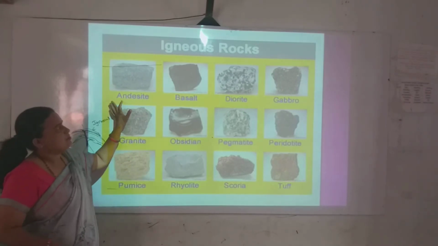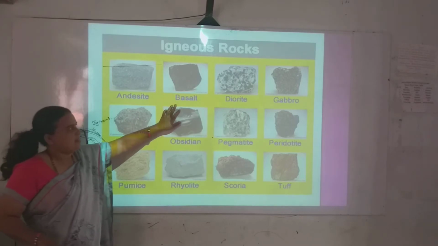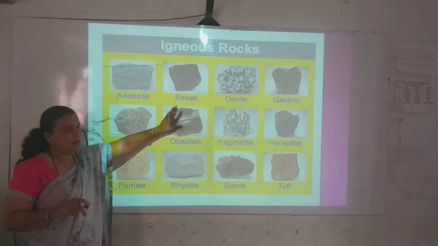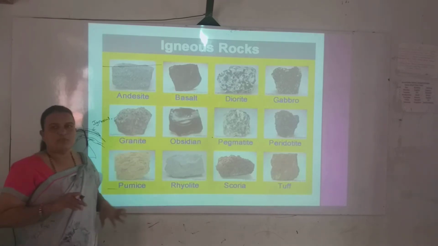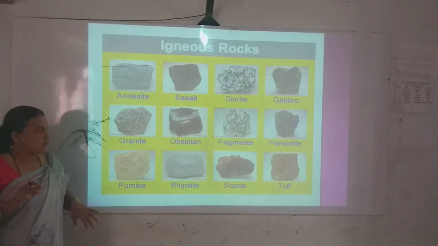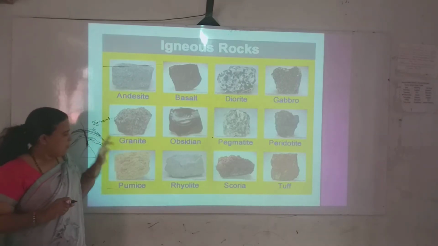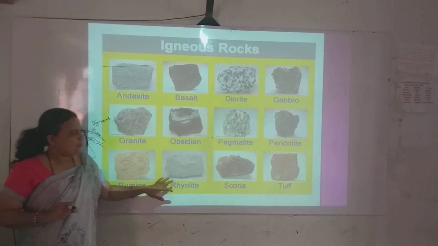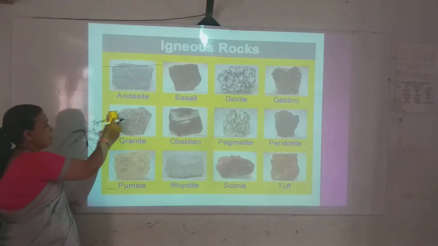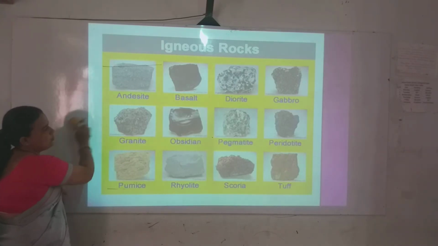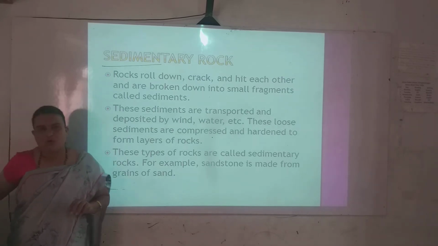Here are some igneous rock names. Andesite, basalt, of which the Deccan Plateau is made, as well as granite, which is also one of the hard rocks, especially used for grinding mills. Then pumice, rhyolite, scoria and tuff. These are examples of igneous rocks. Now sedimentary rock.